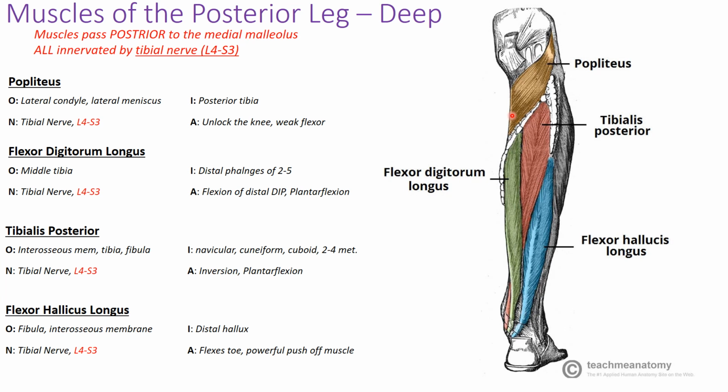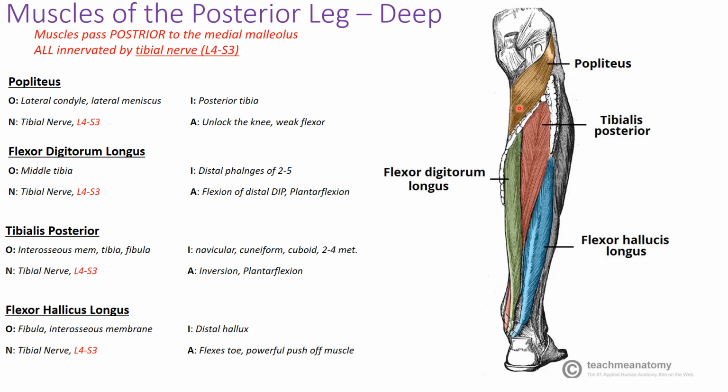Now, all of these muscles, once again, are innervated by the tibial nerve, L4 through S3. The action of this muscle is to unlock the knee. So you actually have to have a little bit of twisting motion at the knee in order for you to have flexion. And that's the function of the popliteus muscle. And this also has some very weak flexion of the knee as well.